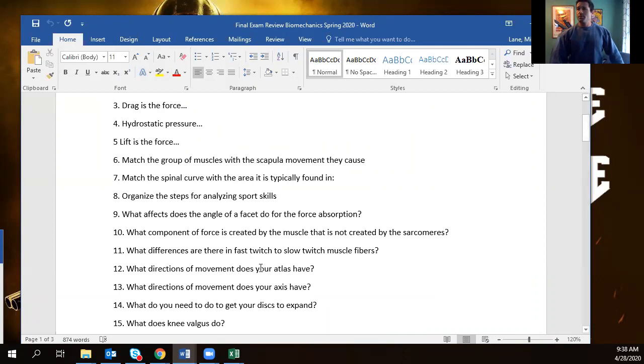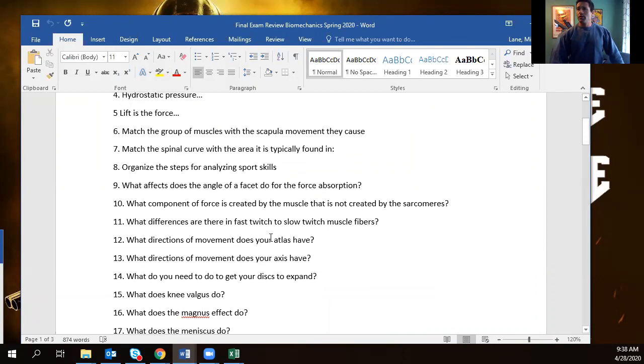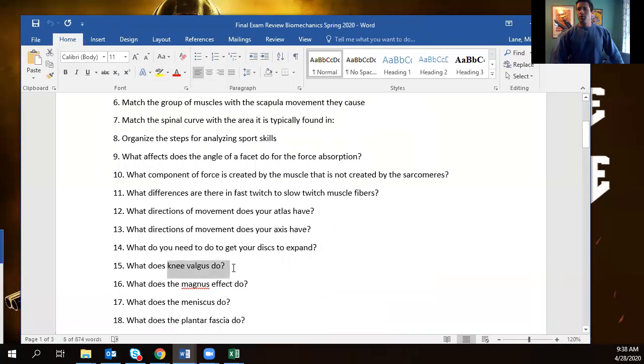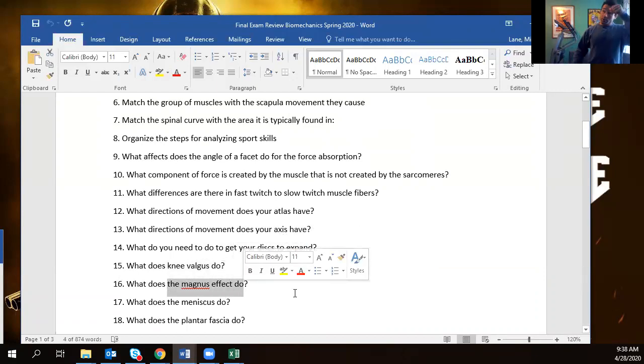Okay, where the Atlas is effectively only going to give you flexion extension. Axis is where we're going to get rotation, a little lateral. You need to be laying down or decompressing. This is going to be the knee buckling in. Varus is going to be the knee buckling out. Magnus effect is going to be the combination of those forces that's going to cause us to move in one direction or the other, thanks to effectively the displacement of air due to rotation of an object through the air or through fluid.